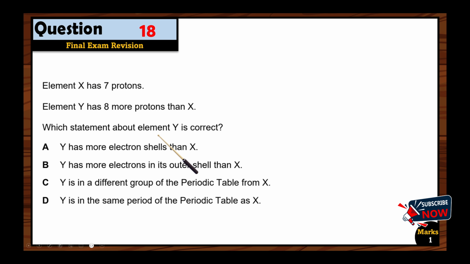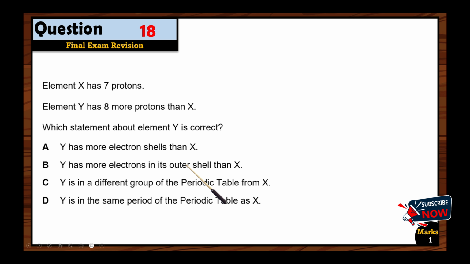Now let's see which statement about element Y is correct. So element Y is actually phosphorus. Y has more electron shells than X is right. Why? Because if you see, phosphorus is in the third period, but nitrogen is in the first period.